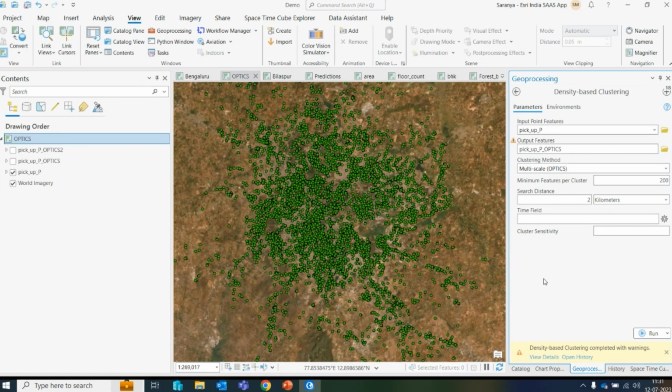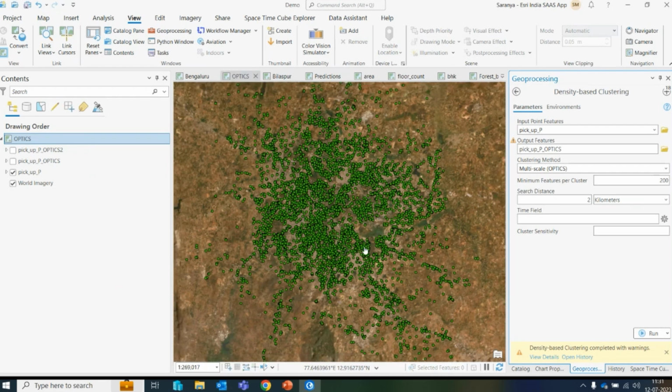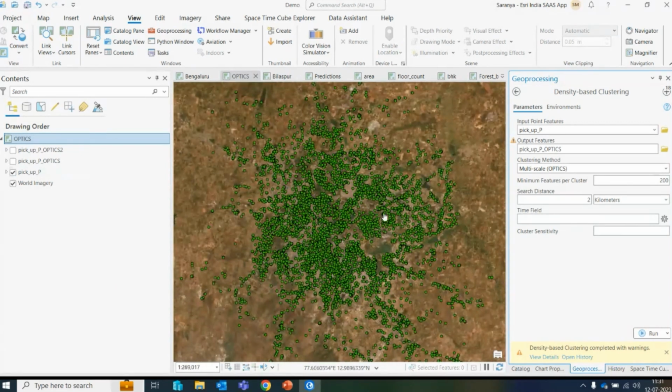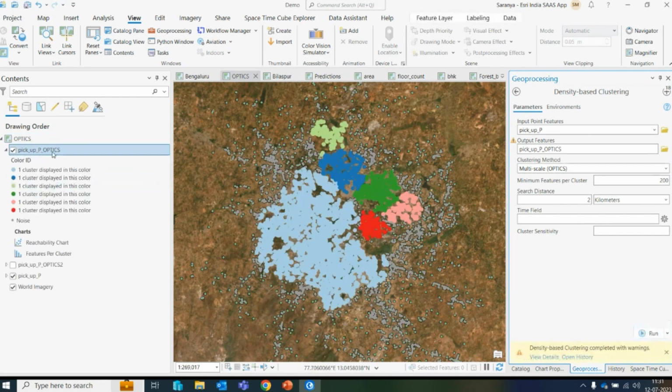Sorry for the interruption. So now let's see how OPTICS can add value to our clustering analysis. This is the same data with pickup points of cab locations in and around Bangalore. Here I'm trying to identify clusters which have at least 200 pickup points in a search radius of 2 kilometers. When I run this tool, the output I get is this.